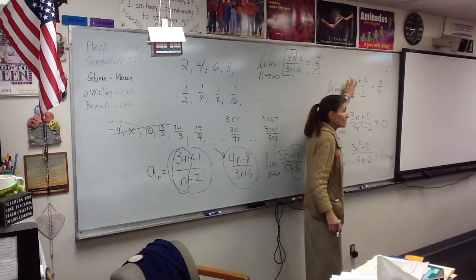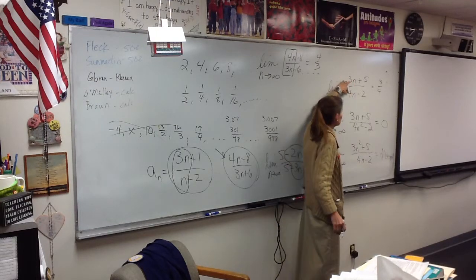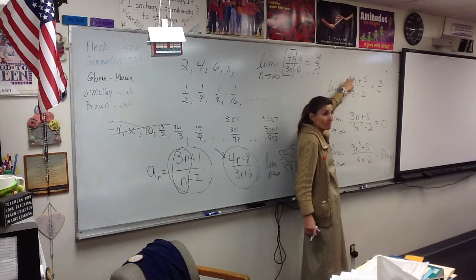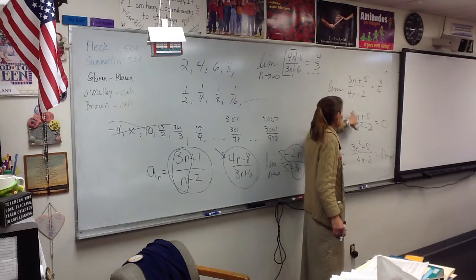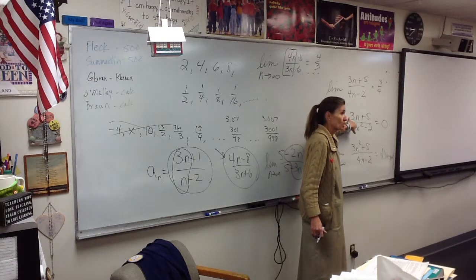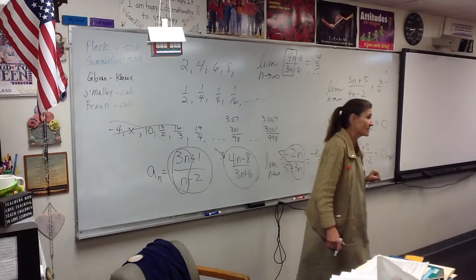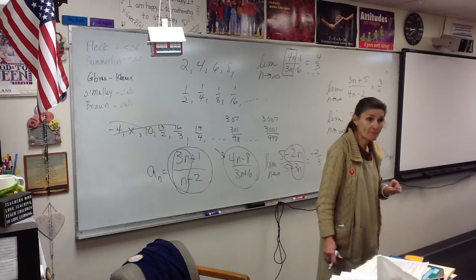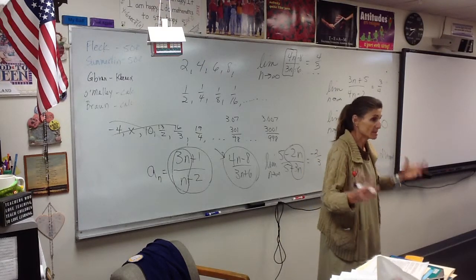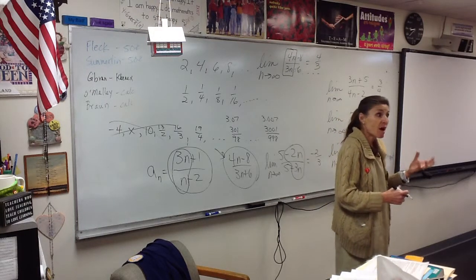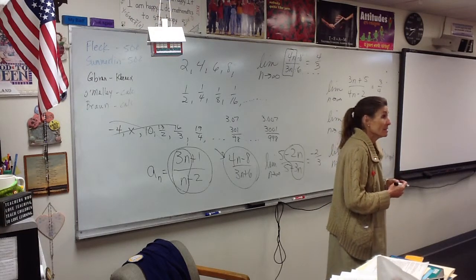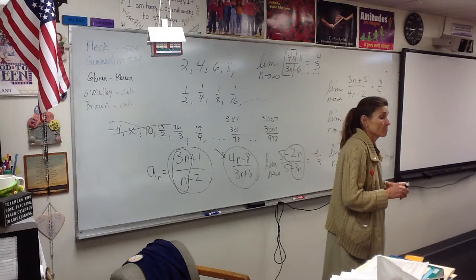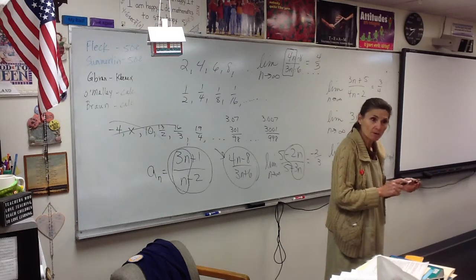As long as the powers match, you just balance out the coefficients, 3/4. If the powers don't match, then it matters where the big one is. If the big one's in the bottom, the limit will be 0. If the big one's in the top, there will be no limit. Okay? Your first calculus lesson of your life.